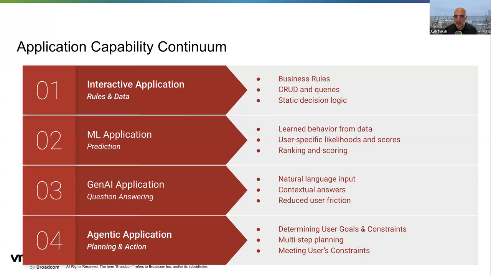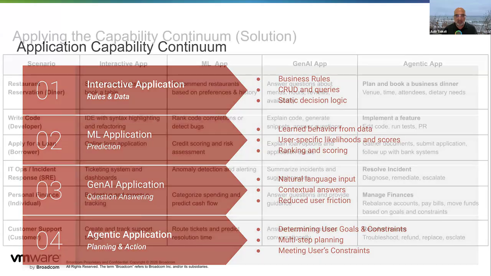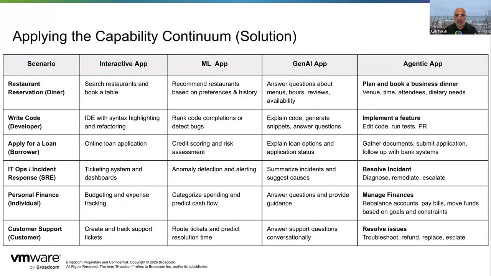We need to understand the user's goals and the user's constraints, and then we need to come up with a multi-step plan, and then we can figure out how to satisfy that. So if we take this model, I argue that you can pick any domain and ask yourself, what is the interactive version, machine learning version, Gen AI version, and agentic version of that?